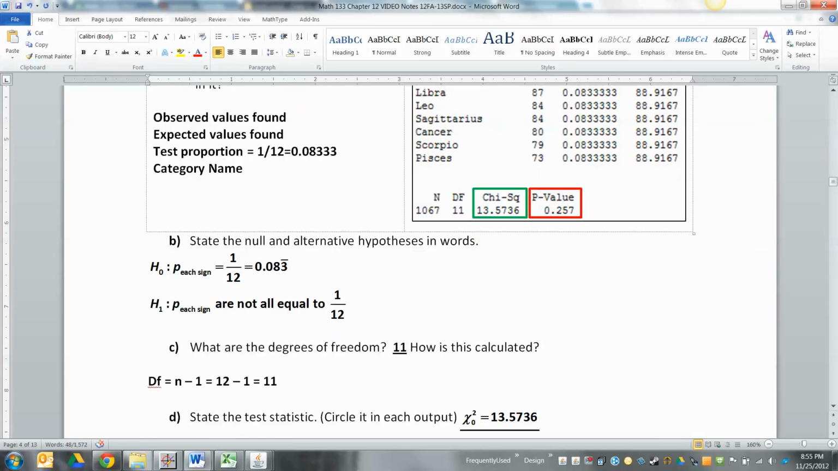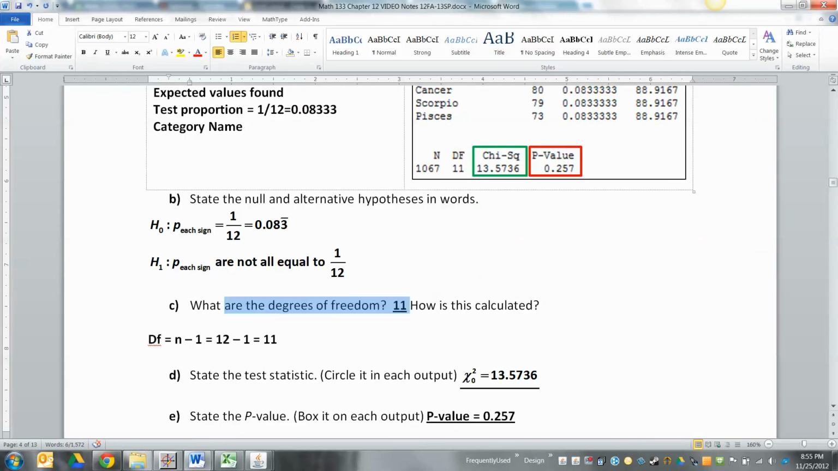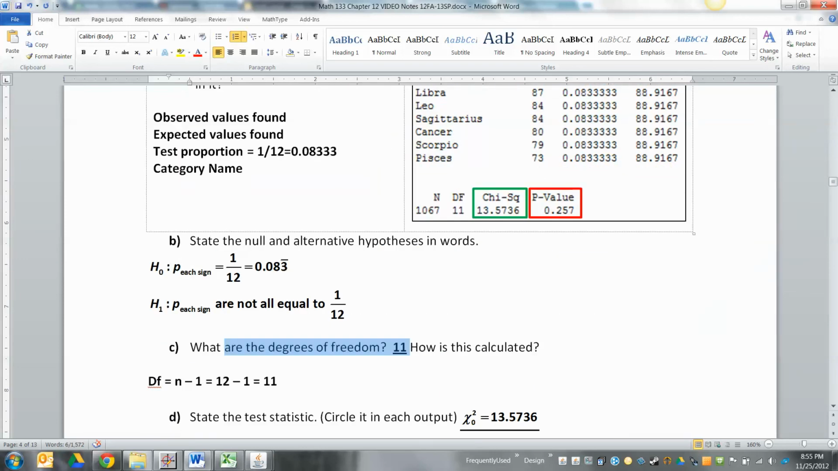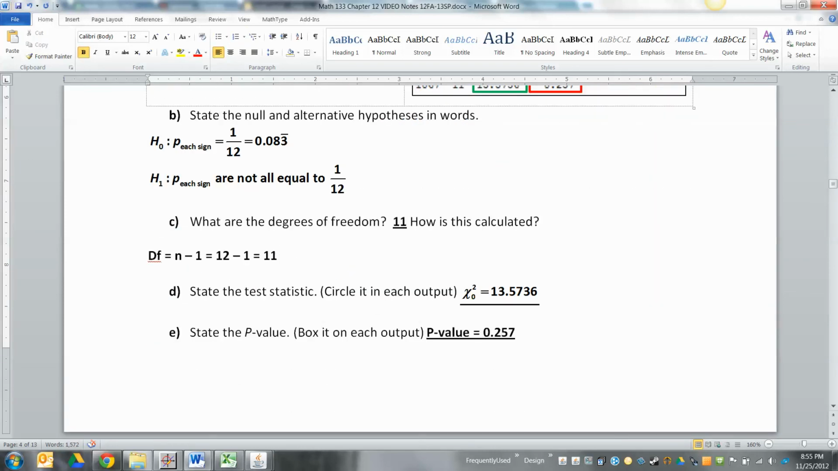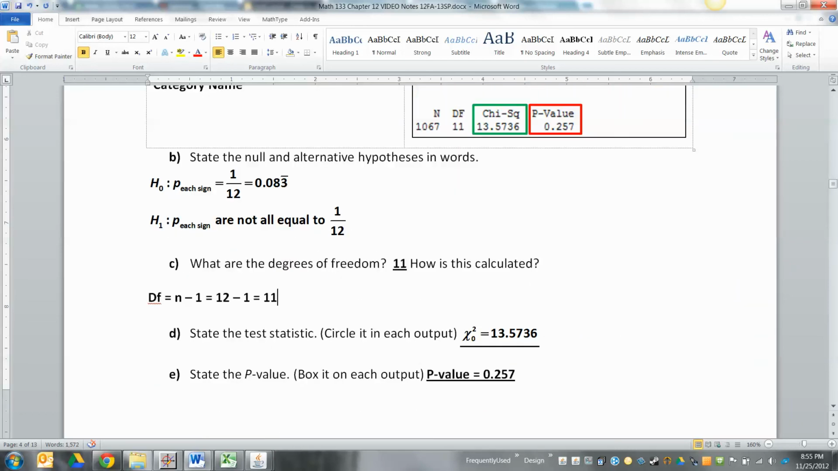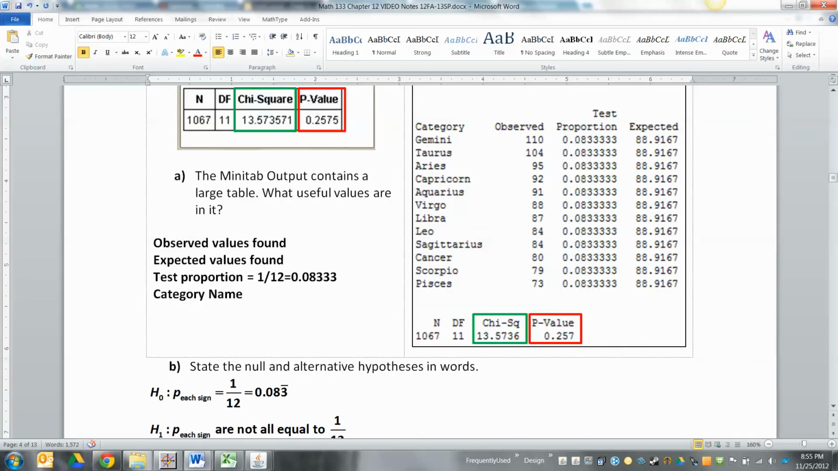Who knows? All right, so what are the degrees of freedom? That's 11 because there were 12 signs here, 12 categories. 12 minus 1 is 11. The test statistic was 13.57. You can see it right there in green. The p-value is 0.257. It's circled right there in red.